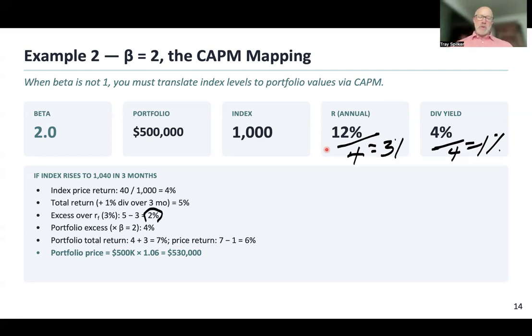And because our portfolio's beta is equal to 2, our portfolio's excess return, that is excess relative to the risk-free rate over this quarterly period, 3 months, is equivalent to 4%. Now, that means our total portfolio return, because this 4% is our excess return, is 7% when we add back the 3% risk-free rate. So our total portfolio return is 7%. In terms of the actual price return, we have to back out that dividend yield of 1%. So our total price return is 6%. That's the total capital gain.